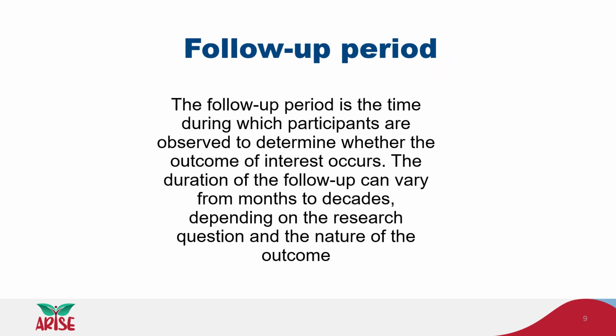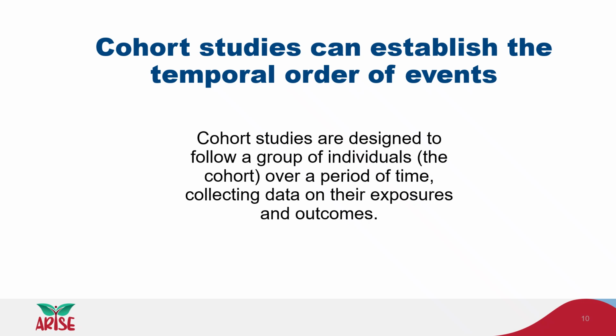The follow-up period is the time during which participants are observed to determine whether the outcome of interest actually occurs. The duration of the follow-up can vary from months to decades, depending on the research question and the nature of the outcome. Cohort studies are designed to follow a group of individuals, the cohort, over a period of time, collecting data on their exposures and outcomes. This allows researchers to establish the temporal order of events, so we know which one comes first. And this is really valuable in identifying potential causal relationships.